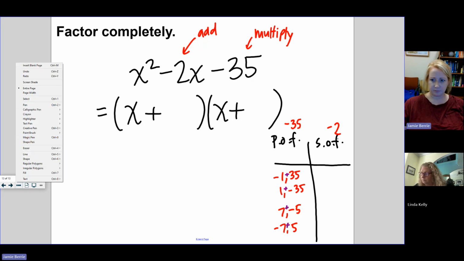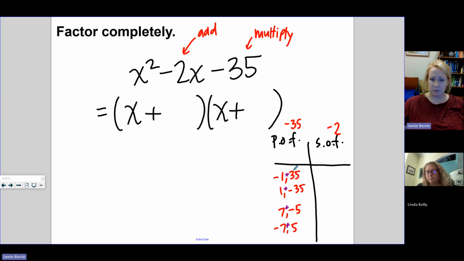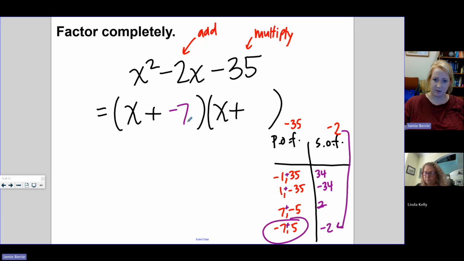Negative 1 plus 35 is 34. 1 minus 35 is negative 34. 7 minus 5 is 2. And then negative 7 plus 5 is negative 2. And that's what we were looking for. So that's our factors, negative 7 and 5. And then just simplify that plus a negative, and you'll be done.